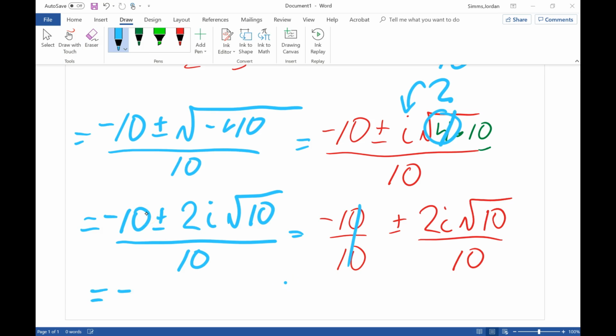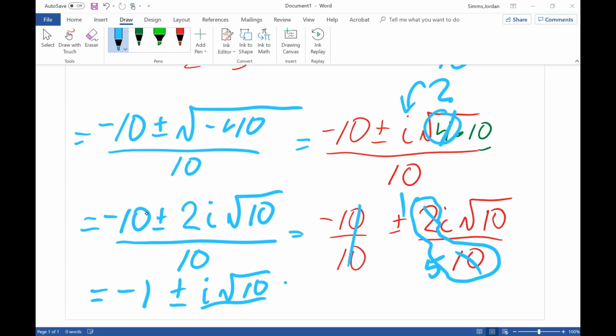So this is going to simplify to negative 1 plus or minus, and this little fraction right here we just reduce. This 2 over 10 can reduce to 1 over 5. So instead of 1i root 10, that's not really cool, we just write i root 10 over 5. So keep in mind in my MyMathLab, of course, you would split this up. My MyMathLab wants negative 1 minus i root 10 over 5, comma, negative 1 plus i root 10 over 5. Okay, so I hope that helps.